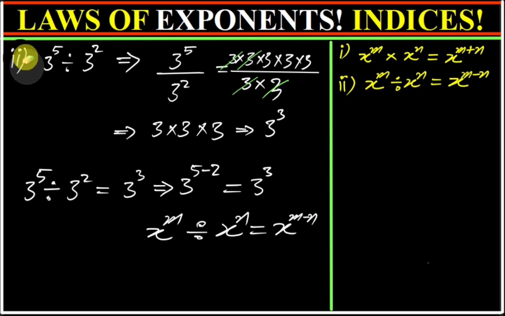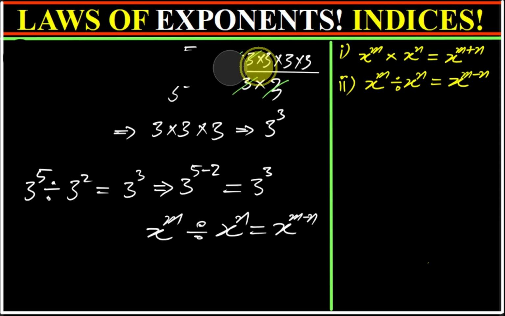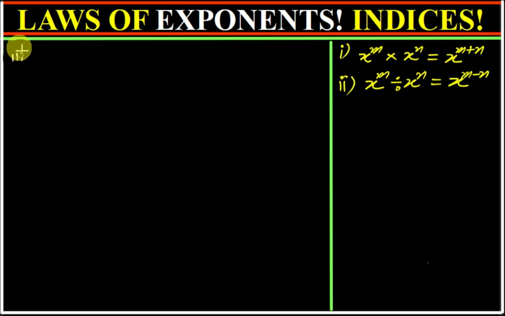Now let's see the third law of exponents. The third law of exponents is regarding the power of power. Suppose we have 5 raised to the power 2, and the overall power is 3, something like this. So what will it be? How will we get this?